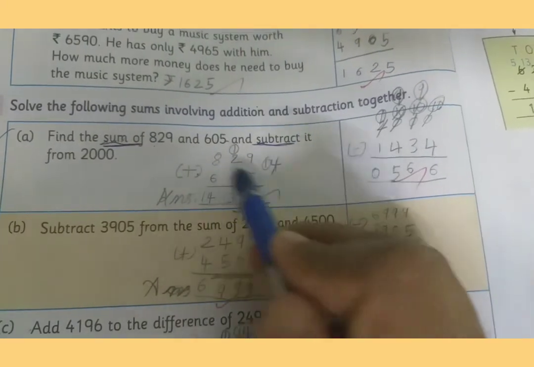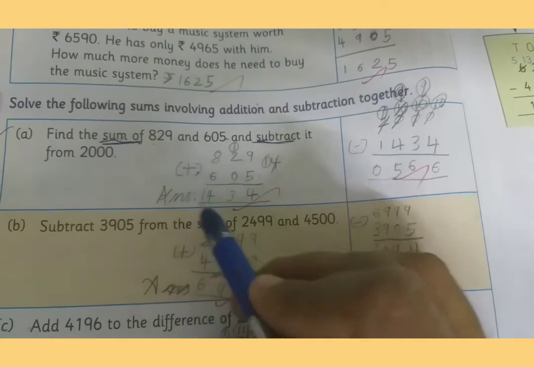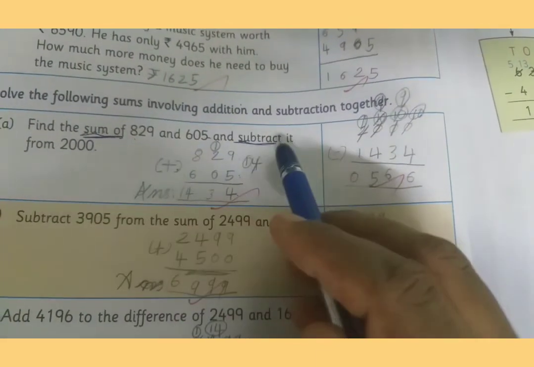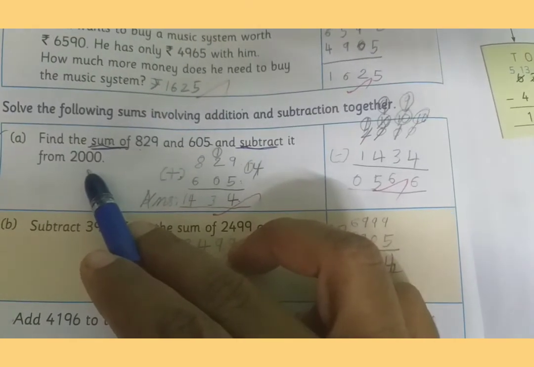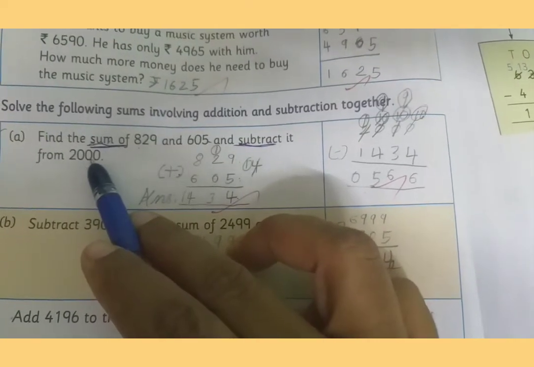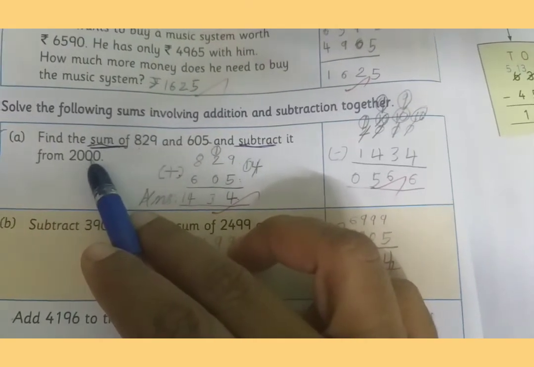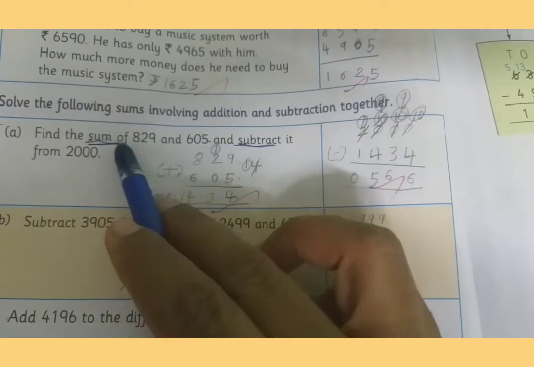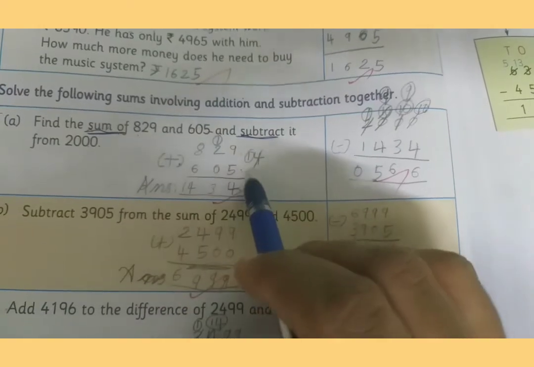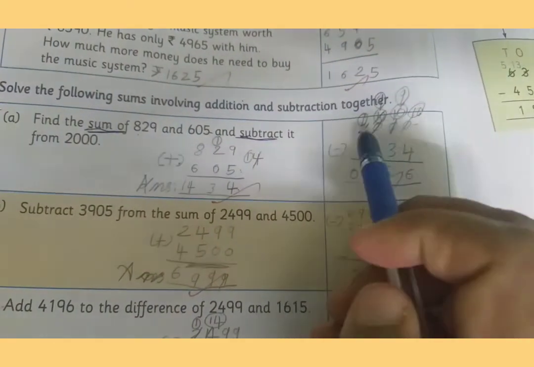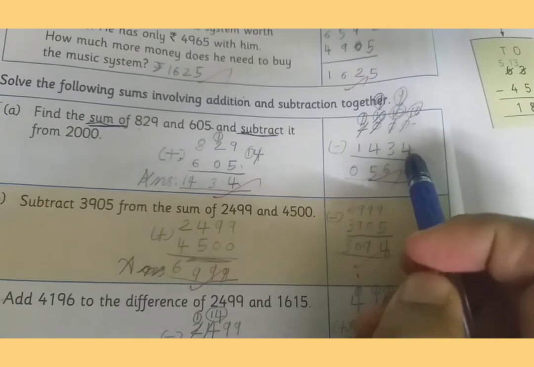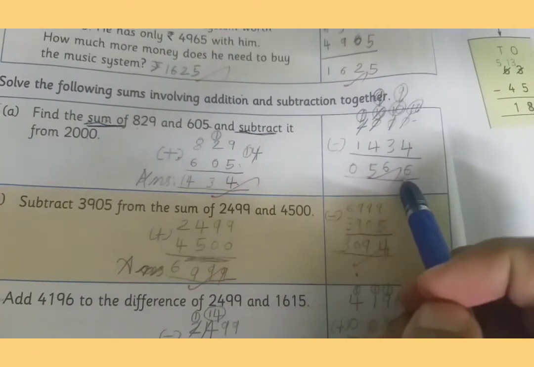From the answer you found, you have to subtract it from the already given number. Subtract from 2000. From the 2000, what do you subtract? We already found it from the adding, that is the sum of two numbers. You should put the 2000 above, and what you found as the answer below. You should write the subtract.